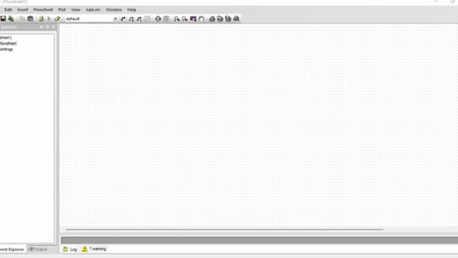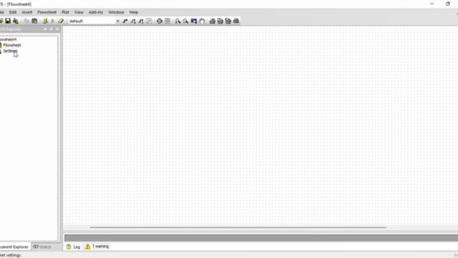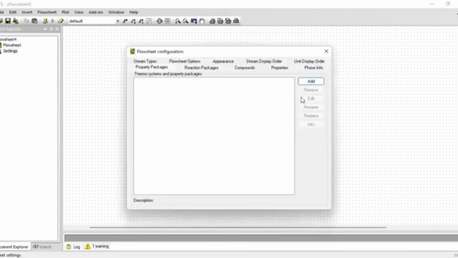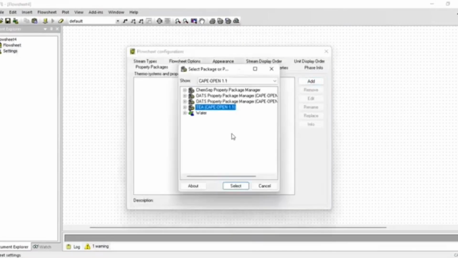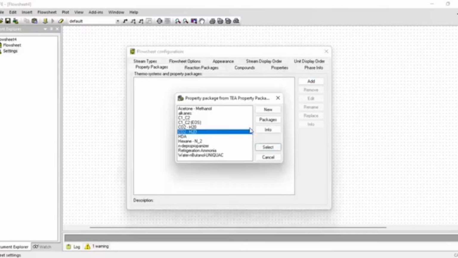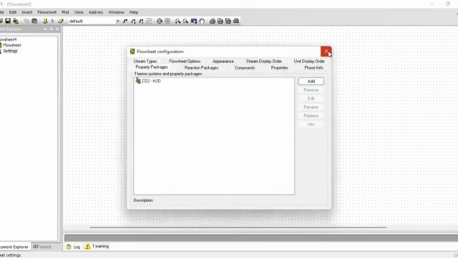I am going to use COCO simulation. First things first, you want to add your property package. You can do this by opening the configuration and adding your package. For this scenario, we are going to use carbon dioxide and water. In this case, I've already added my property package, so I'm going to connect it to my system.